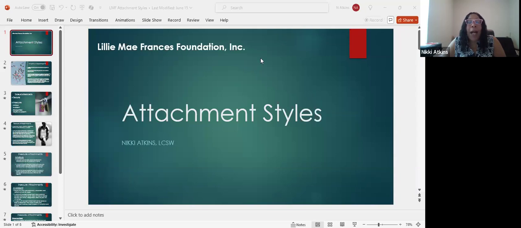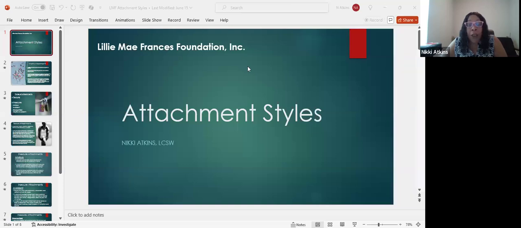So, like I said, an attachment is a deep emotional bond that connects one person to another. These emotional bonds can provide us with a sense of safety and trust. So, this is where we first learn what feels safe, who we can trust, who we learn we can't trust. It starts when we're infants with our caregivers.